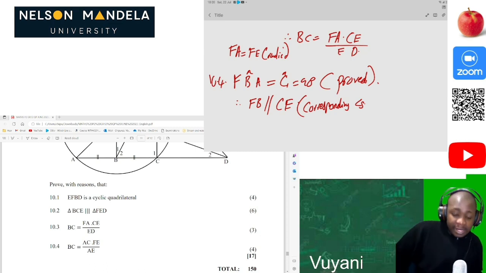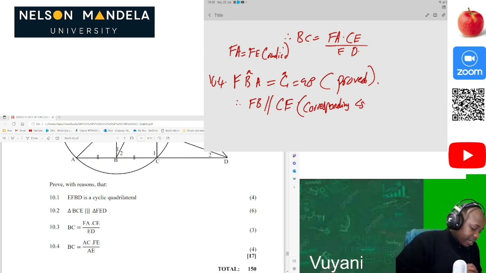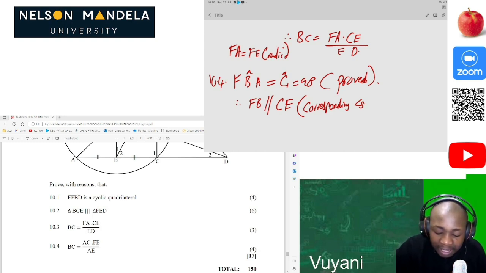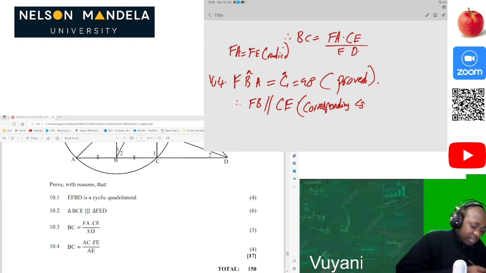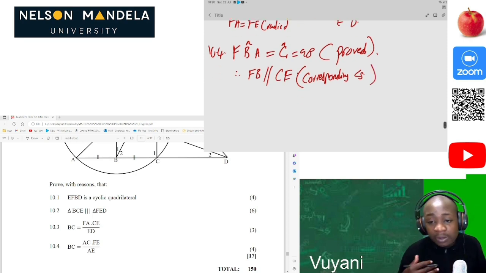Sorry about that, but yes, we can see that since they are both equal to 90 degrees, therefore FB is parallel to CE. Those are our corresponding angles. Then after that we can see that since these are corresponding angles, now we can introduce what we've been taught in grade 12, that's the prop theorem.